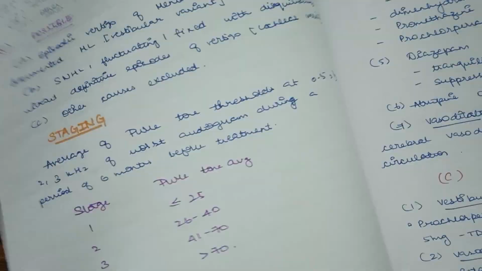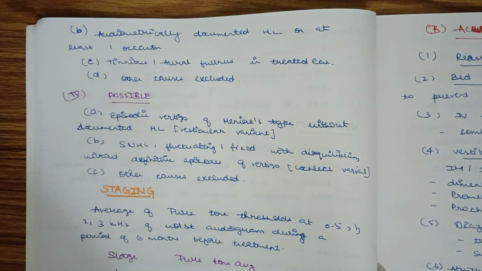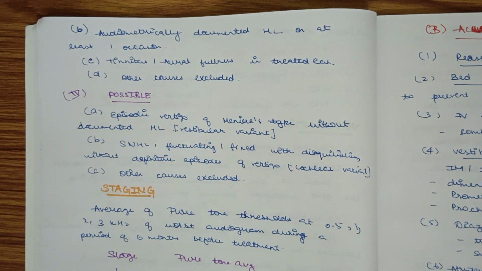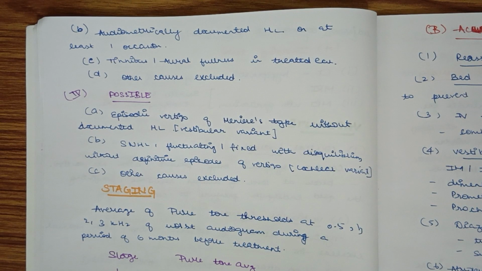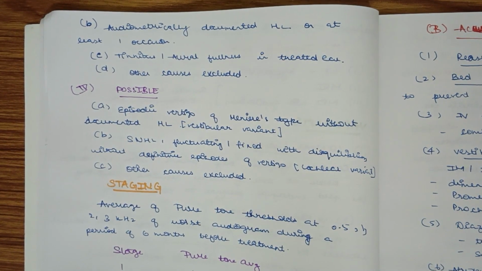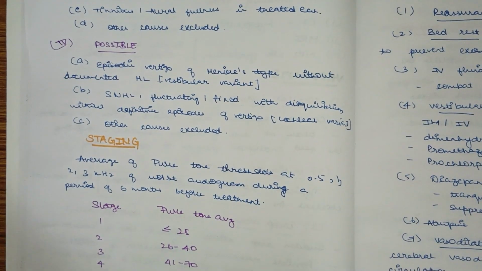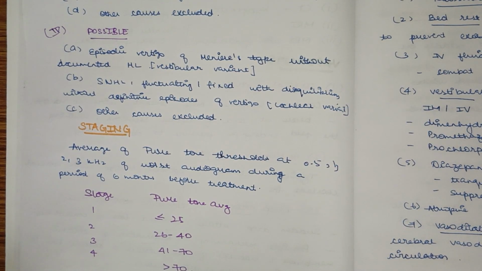All other conditions are similar, such as audiometrically documented hearing loss on at least one occasion, tinnitus or aural fullness in the affected ear, and other causes should be excluded. It is similar to that of definite, but at least one episode must be present in case of probable. In possible, there should be episodic vertigo of Meniere's type without documented hearing loss.